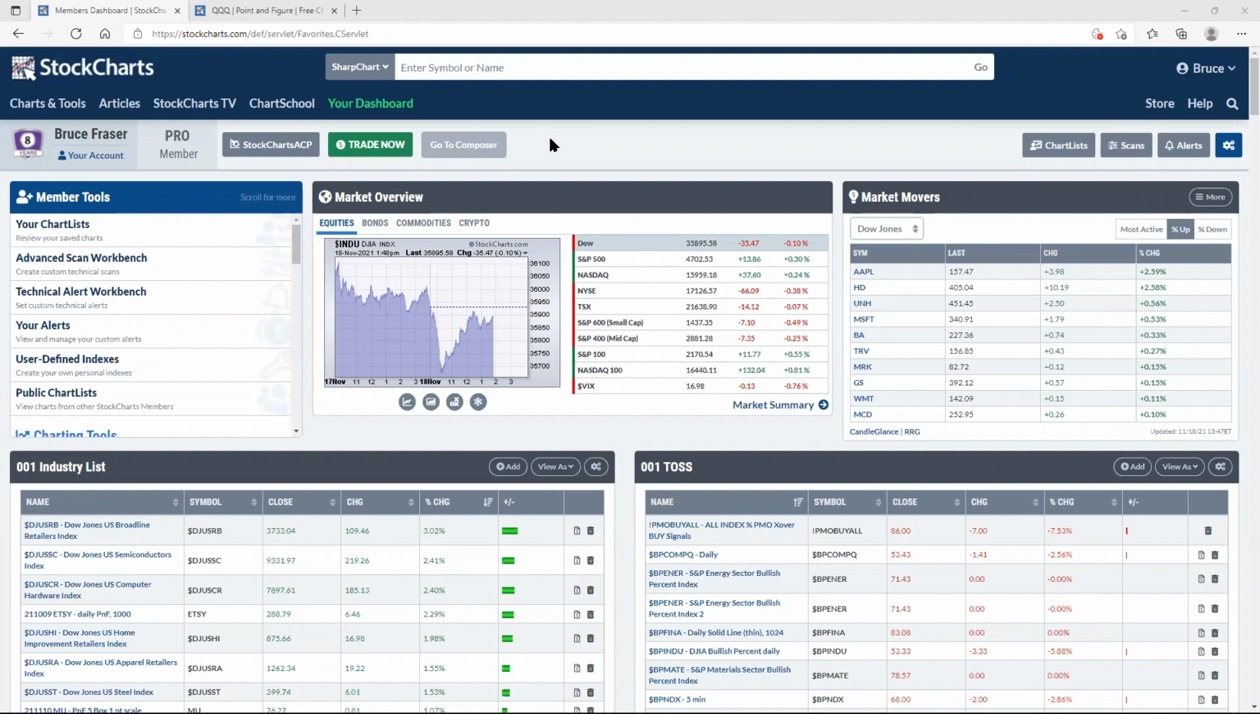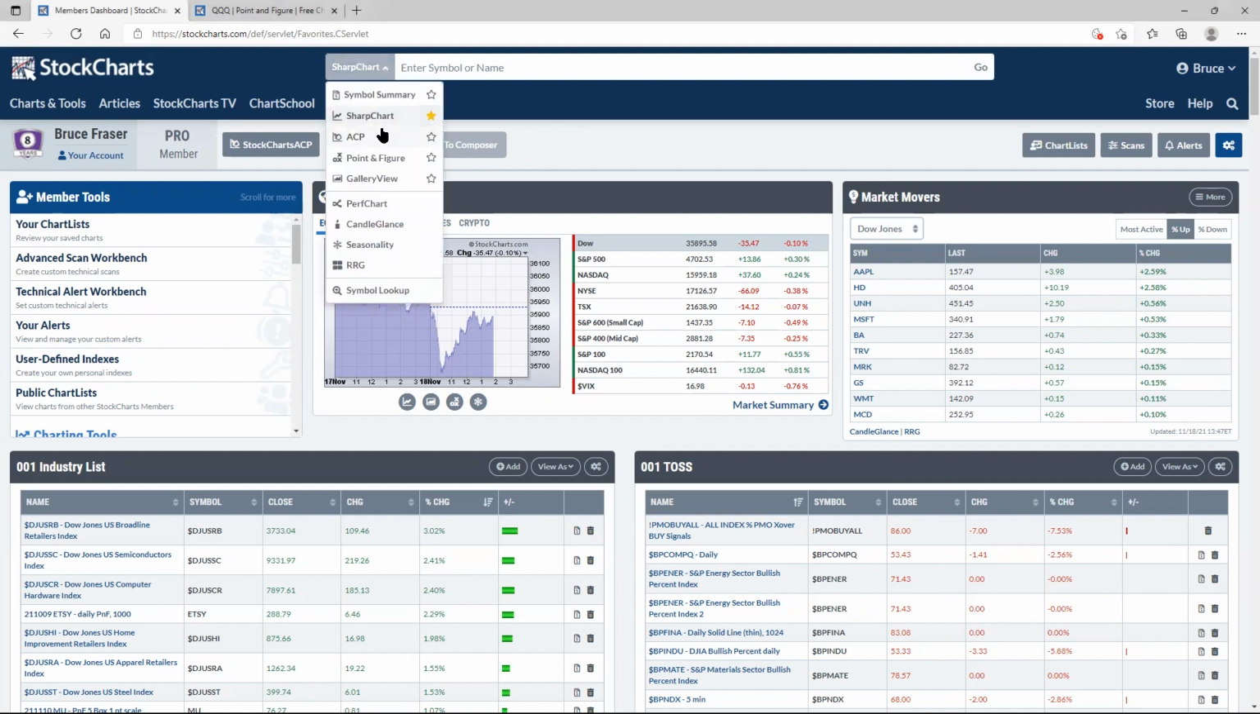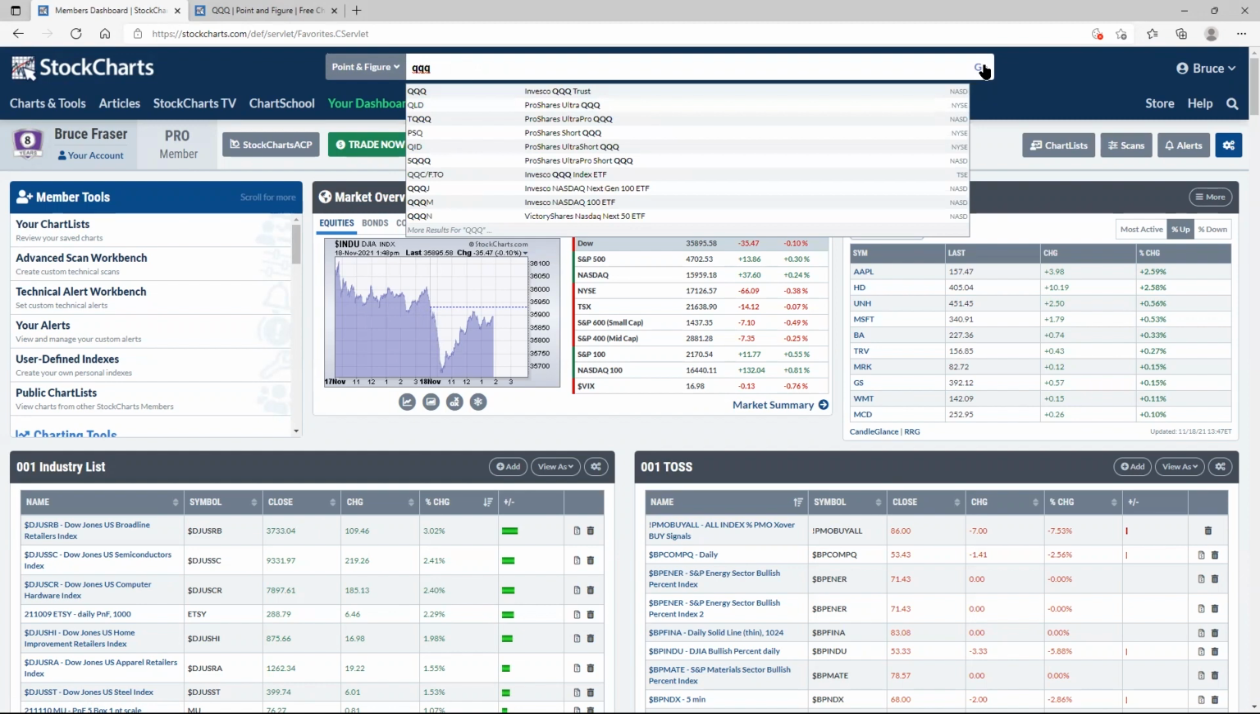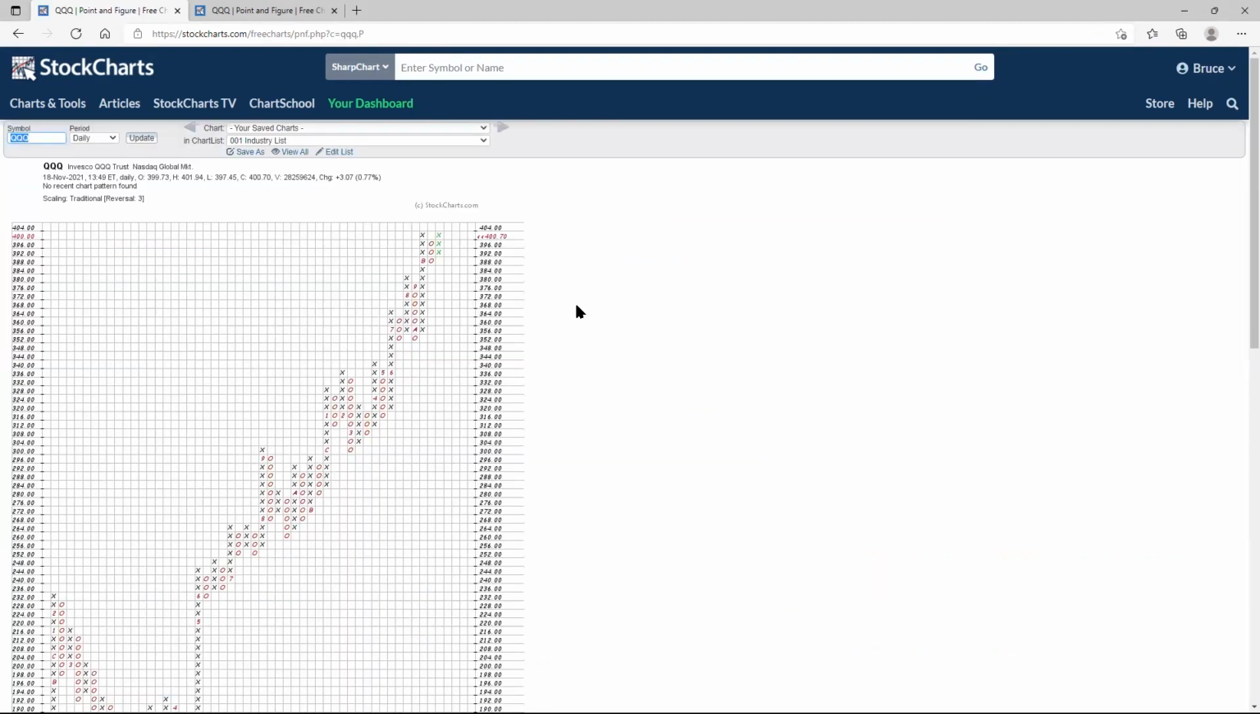And so here we are at your dashboard, stockcharts.com, and you want to make a point and figure chart of the Qs, let's say. So we select point and figure right here, and it's going to give us our standard traditional chart that we have defaulted to. In this case, again, always using daily data, 3-box reversal, and this is going to give us a daily chart. But we want to do an intraday chart.